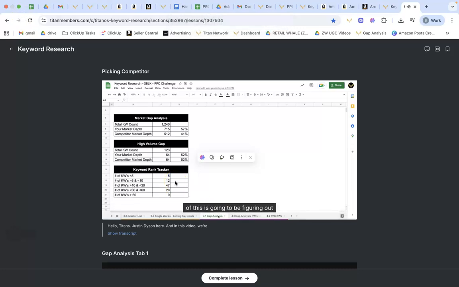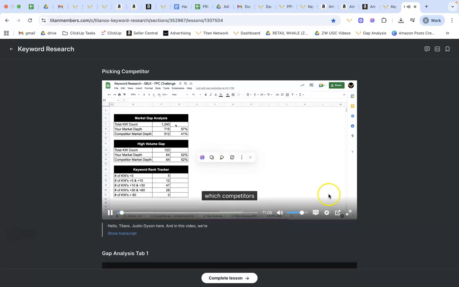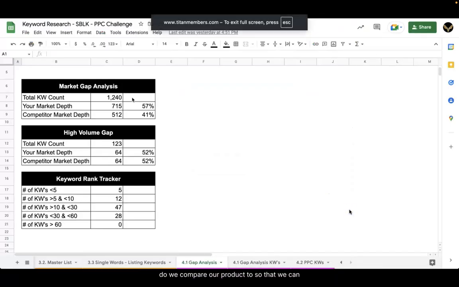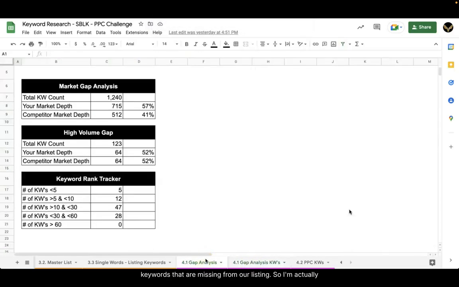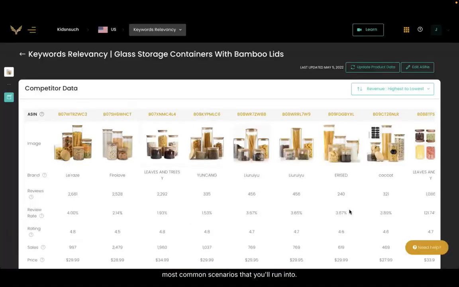So the first part of this is going to be figuring out which competitors we compare our product to, so that we can gather this data and find the keywords that are missing from our listing. I'm actually going to show you two different examples because these are the most common scenarios that you'll run into.